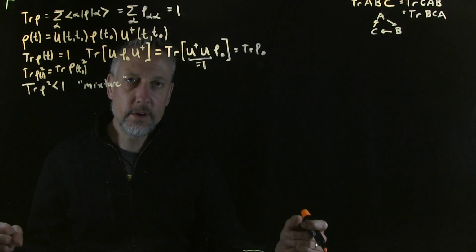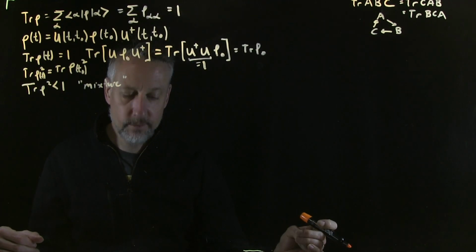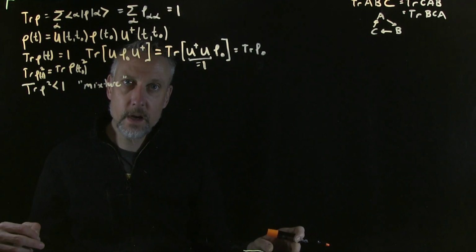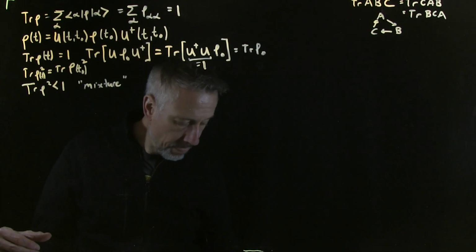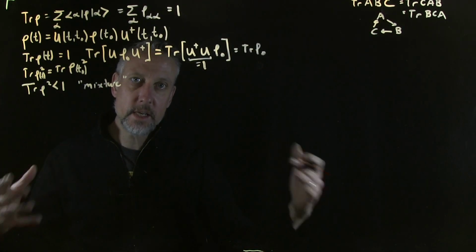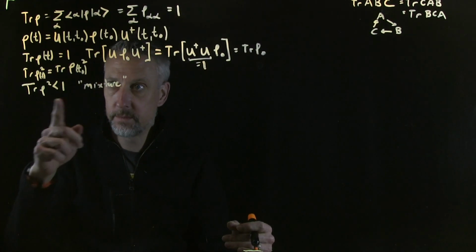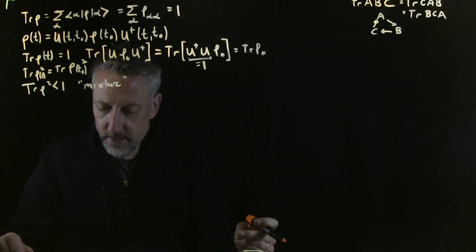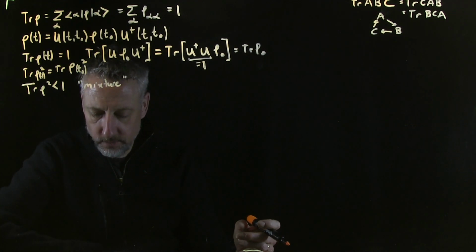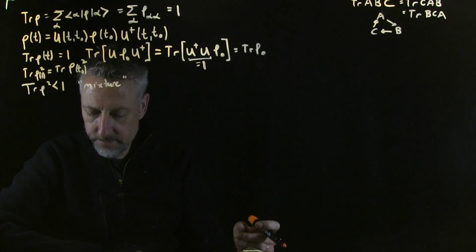Where does the dirt that we know is in nature come from? Because it sure does not come from unitary evolution. If you started out in a pure state, you'll stay pure. If you start out in a mixed state, you'll stay mixed, at least by the same amount. All right, so what we're going to do next is work more on the density operator.